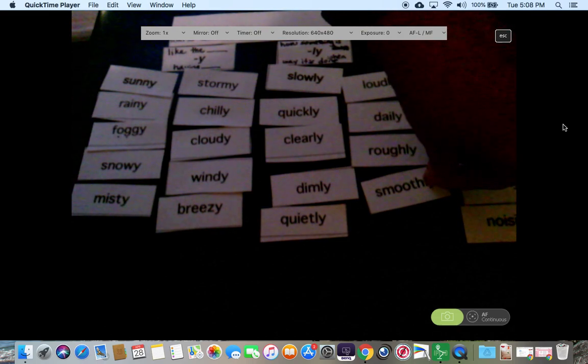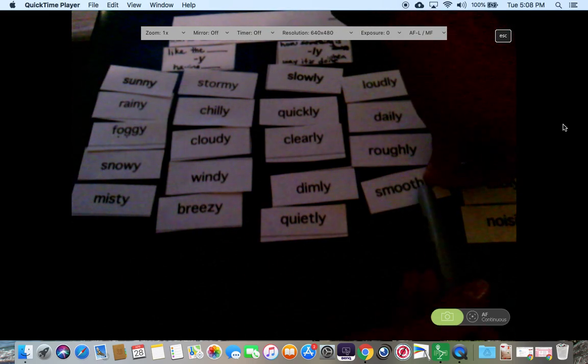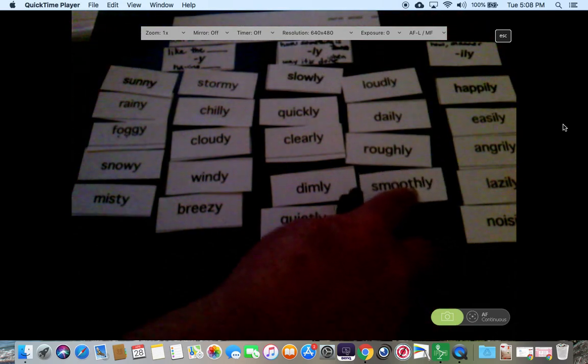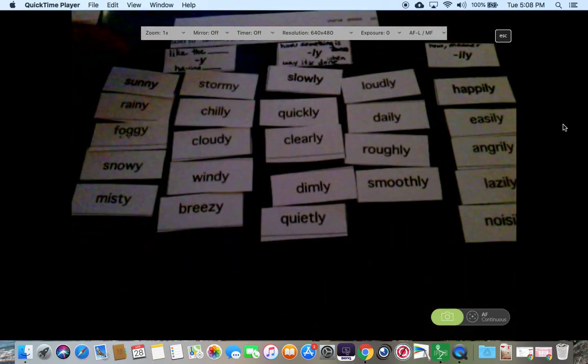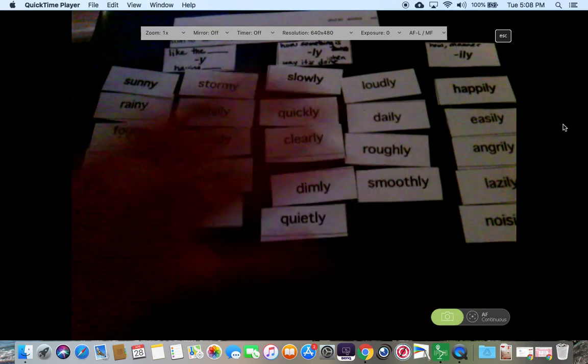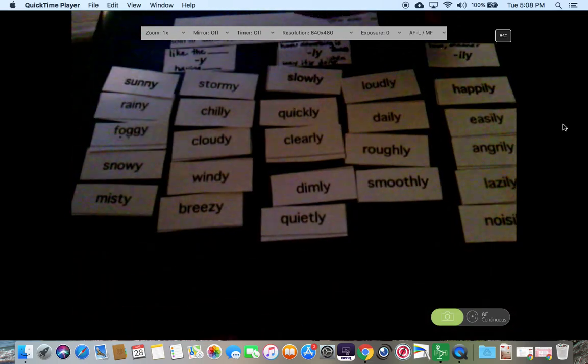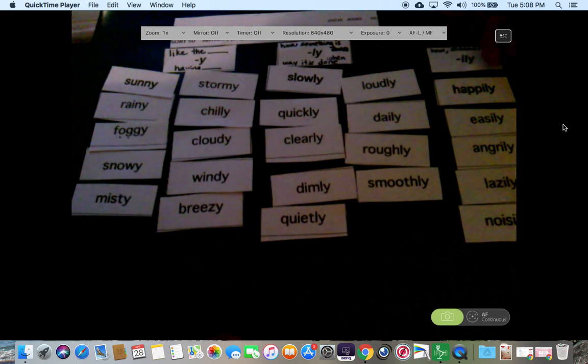Smoothly, okay? So you know what it means to have something smooth? So maybe you smoothly spread your blanket on your bed, okay? All right, and then happily, we kind of talked about this before, figuring out that your base word here would have been happy, and we have happily.